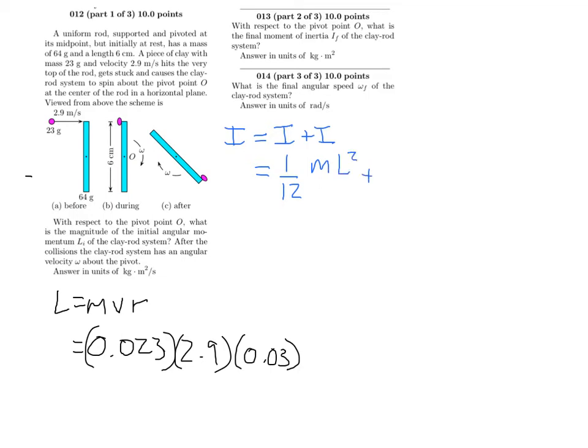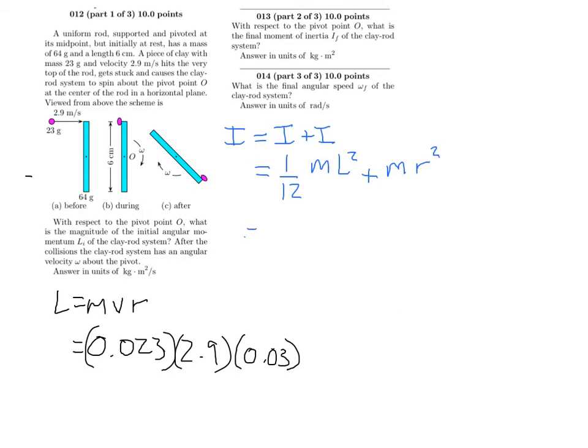And to that I'm going to add the moment of inertia of that mass, this clay that's going to be moving in a circle now. And anything that is just a point mass that's moving in a circle, I can say is going to be the mass times its radius squared. So I'm going to add to that the mass of the clay times the radius squared. So I've got 1/12 ml squared plus mr squared.